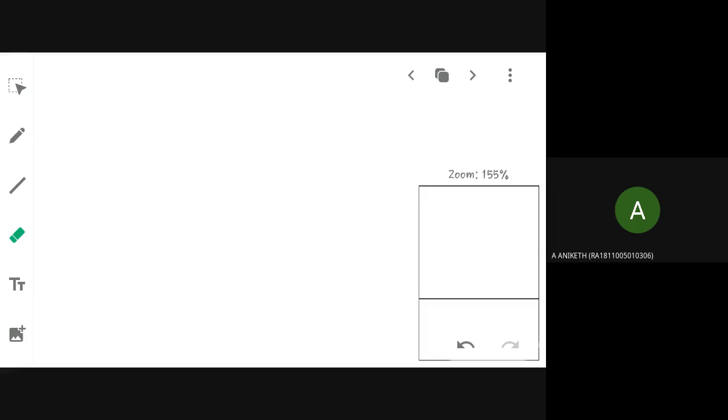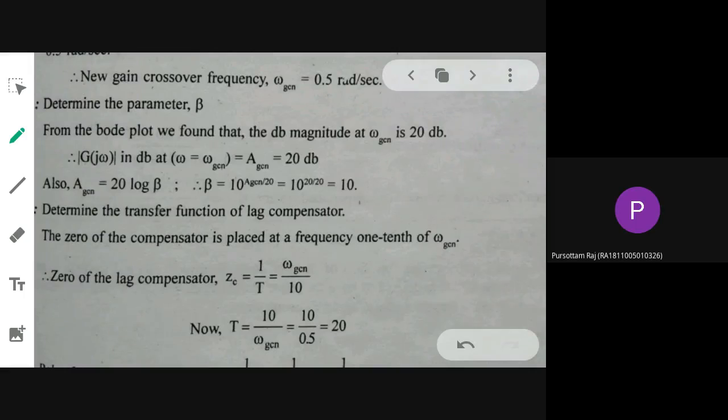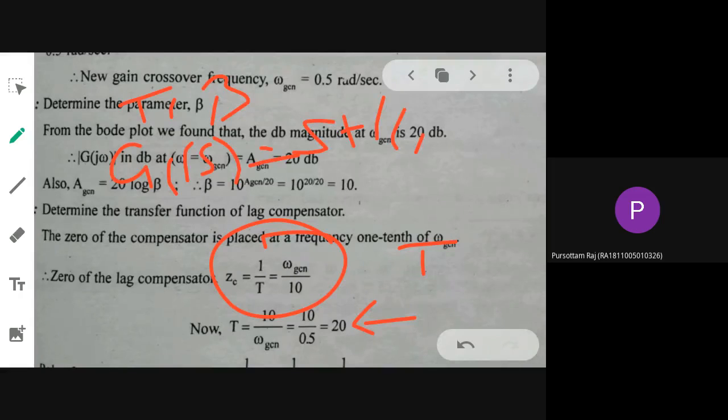What is the formula? Omega gc is given by T. This way you will find out T, then you will substitute T and beta in Gc of S is equal to (S plus 1 by T) divided by (S plus 1 by beta T). This is your transfer function for the lag compensator.